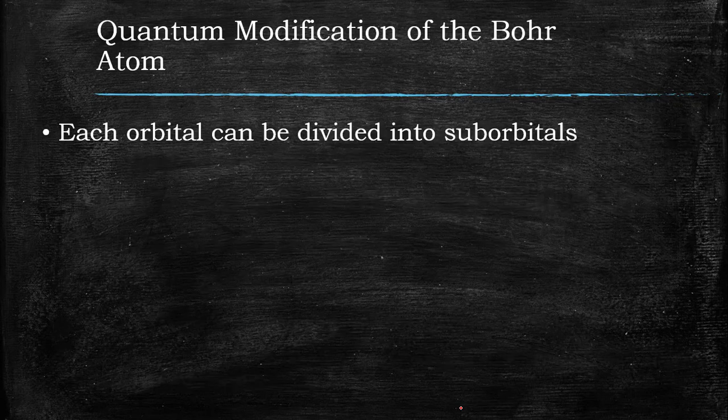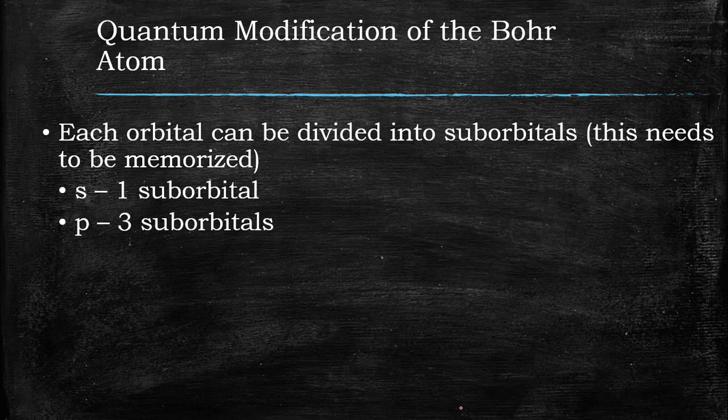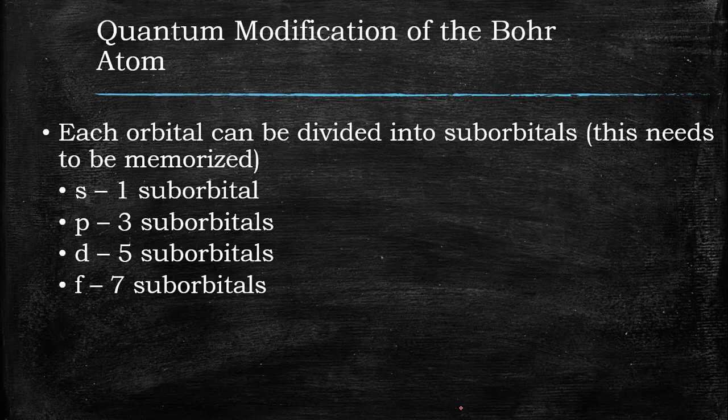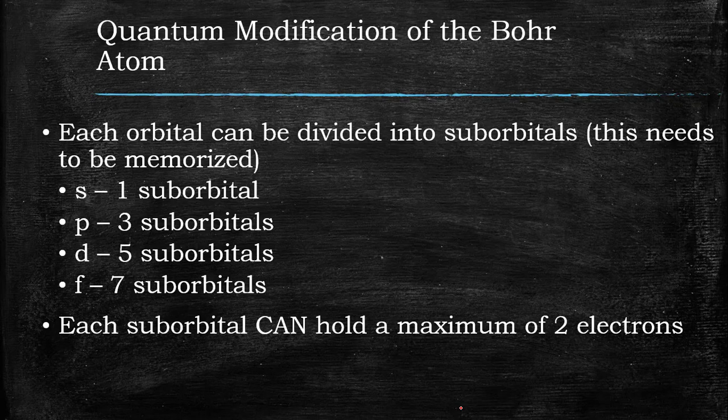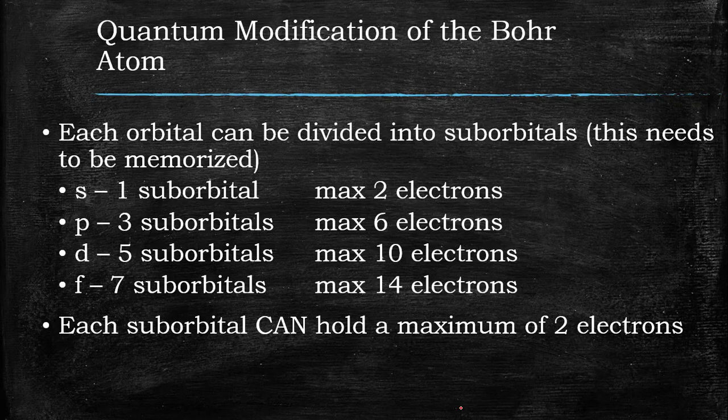Now, each orbital can be subdivided into suborbitals. Now, you need to memorize this. S can have 1 suborbital, P has 3, D has 5, and F equals 7. Notice the number of suborbitals goes up by 2 for each one. And each suborbital can hold a maximum of 2 electrons. So any s suborbital can hold a maximum of 2 electrons. P can hold a maximum of 6 electrons. D can hold 10. F can hold 14. And once again, this does need to be memorized.